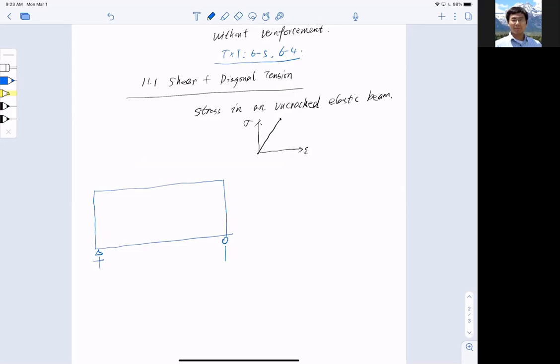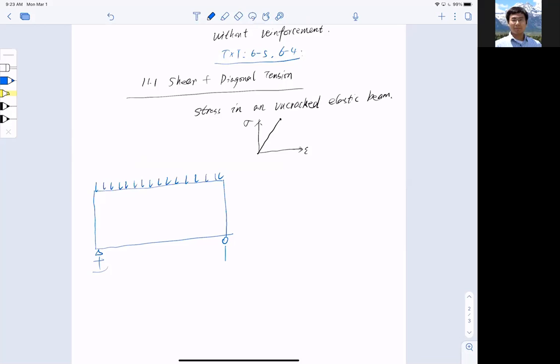This is my habit. When I draw a cross, it means it is constrained in both directions. When I draw only one line in vertical, it means only constrained vertically, not horizontally. So you probably figured that out already. But anyhow, a distributed load is applied to the beam. And we want to take a look at the stress in the beam.